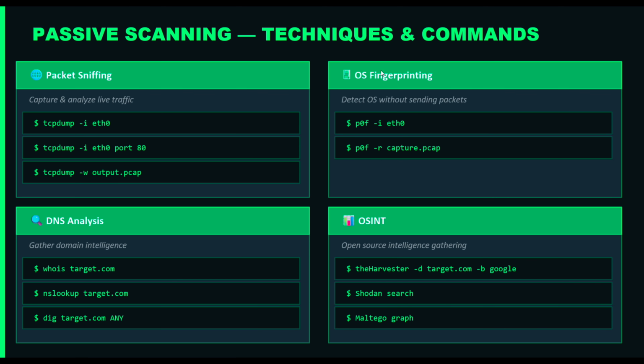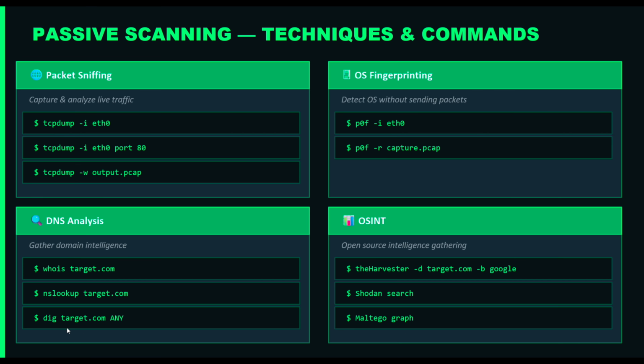There are techniques and tools which help to gather information about the target. One is tcpdump. Here you can see it captures live traffic and OS fingerprint. It detects the OS fingerprint without sending packets. p0f is a tool I mentioned earlier. Nmap does the same, but Nmap is active, while p0f does passive reconnaissance. That's it, passive scanning.